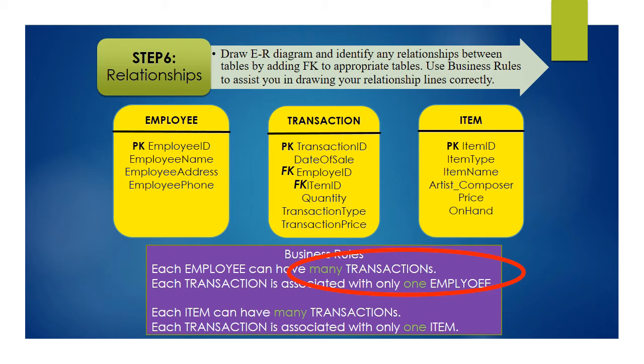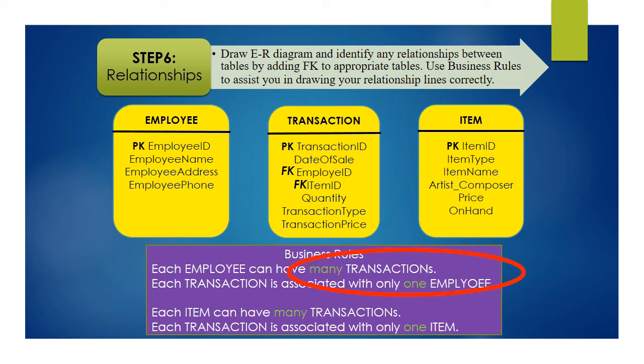And I just circled it in red. This tells me which table should be the one side and which table should be the many side. In this case, transaction table should be the many side because as you see the word many before transaction, and the employee table should be the one side because you see the word one before the employee in my business rule here.